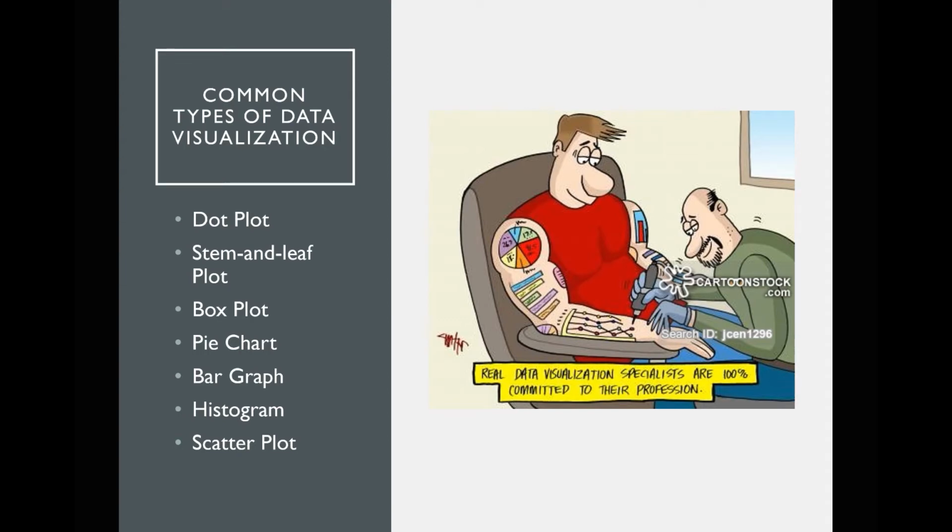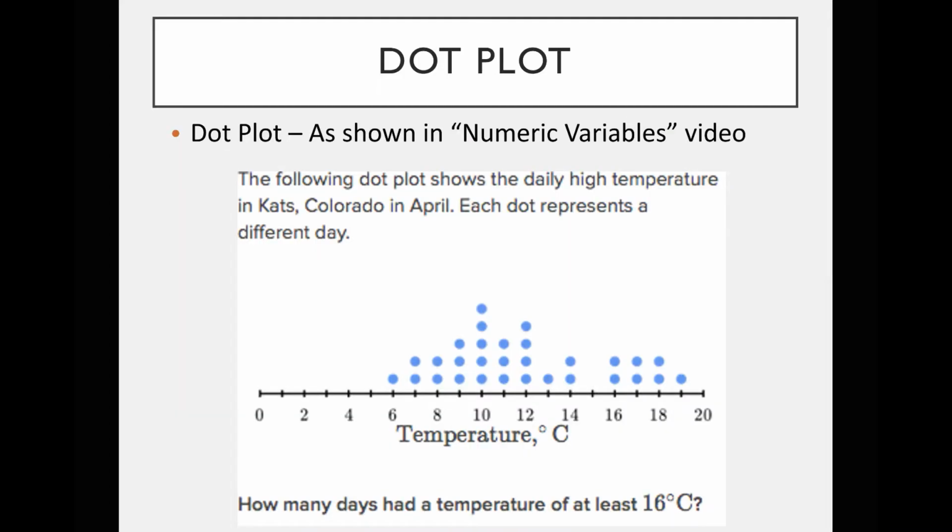So here's a breakdown of some common types of data visualization. We'll do a quick overview of dot plots, stem and leaf plots, box plots, pie charts, bar graphs, histograms, and scatter plots.